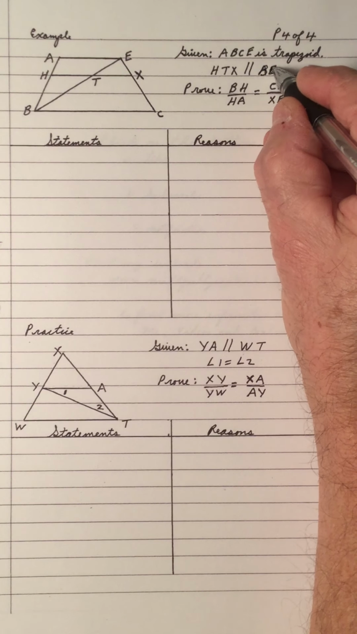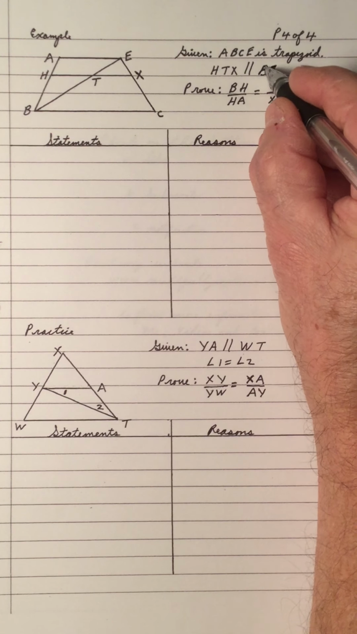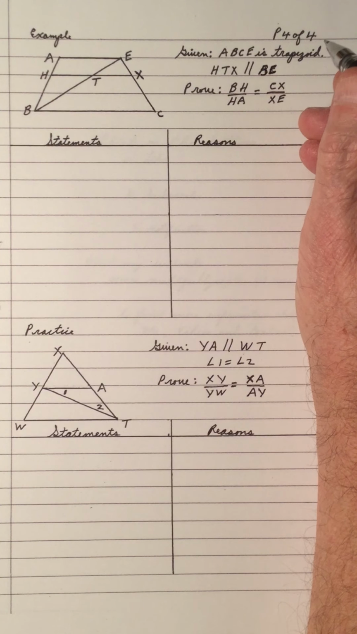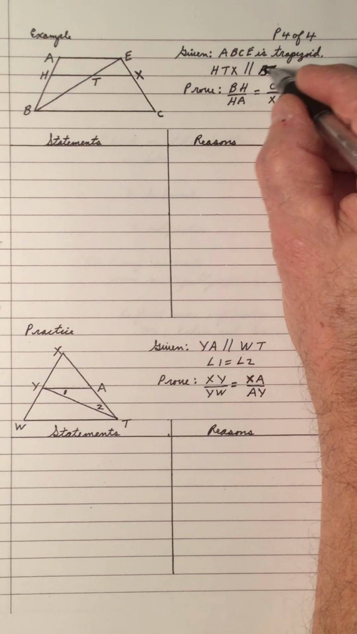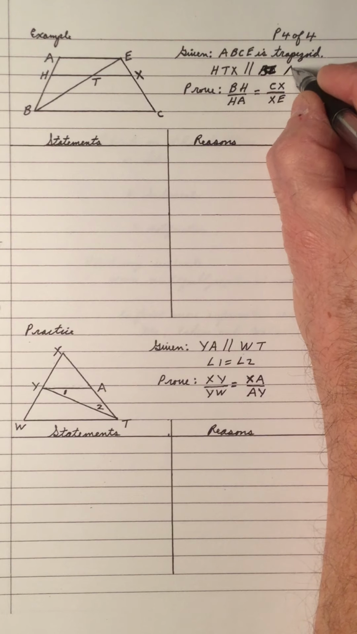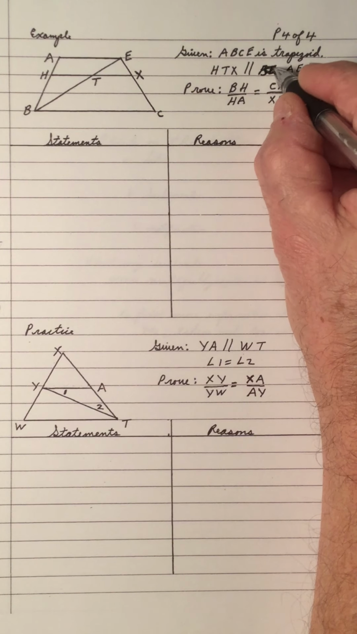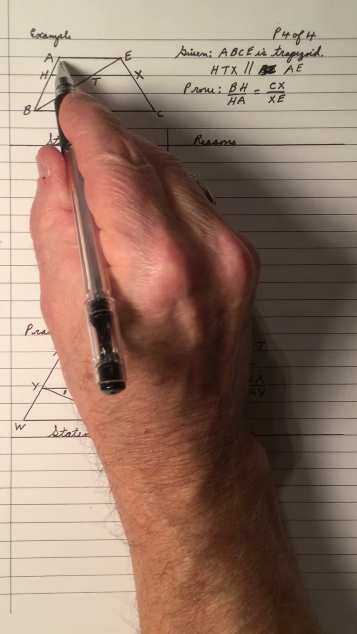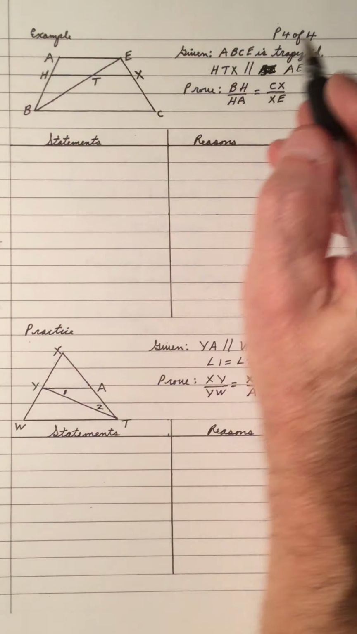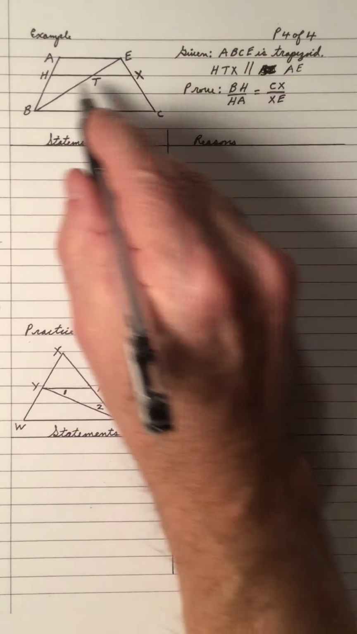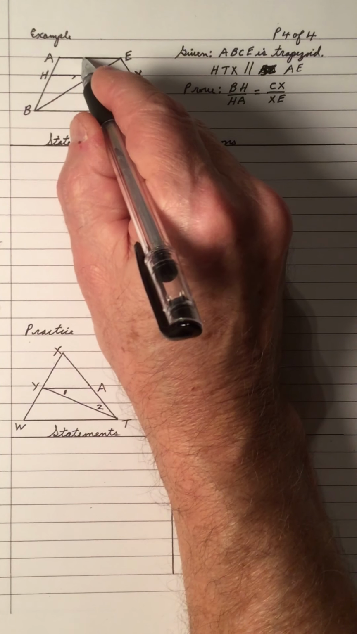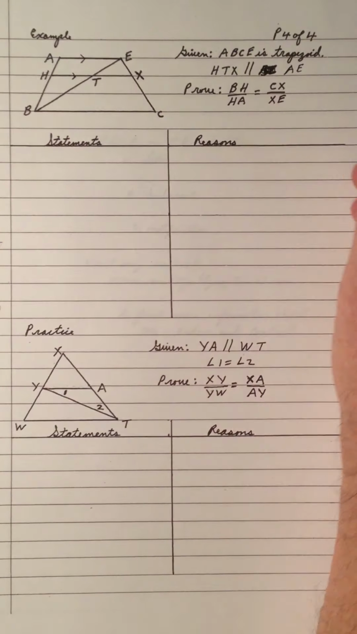BC. Oh, I forgot to change that when I was doing a correction. That's BC. Oh, my mistake. Everything is okay. I was saying BC, but I had it parallel to AE. So everything is all right. So that line is parallel to AE. There it is. Mark it in.